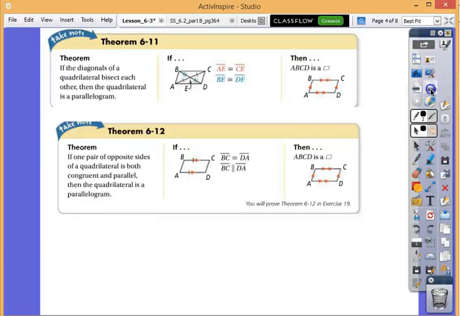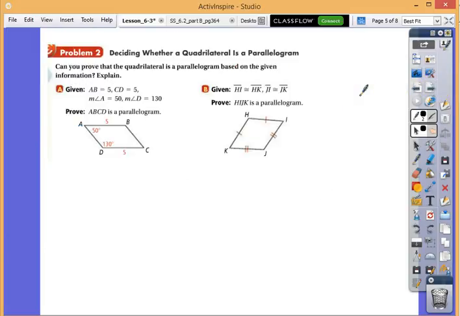So we've already talked about that. Let's look at problem 2 right here. If I tell you in this particular picture that this is 5 and this is 5, and this is 50 and this is 130, can you tell me whether or not this is a parallelogram? And if so, can you identify the reason? Because those two angles are supplementary. Angle A and angle D are supplementary, and they're consecutive. One of the rules was if you have consecutive angles that are supplementary, you have a parallelogram. So yep, I can definitely tell that's a parallelogram.